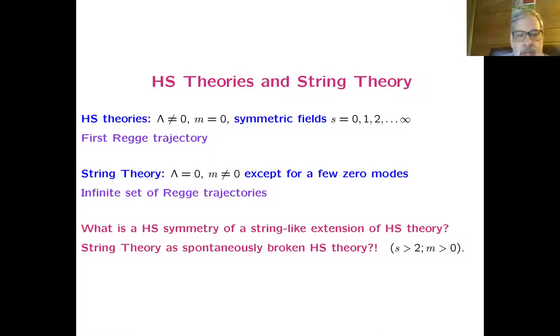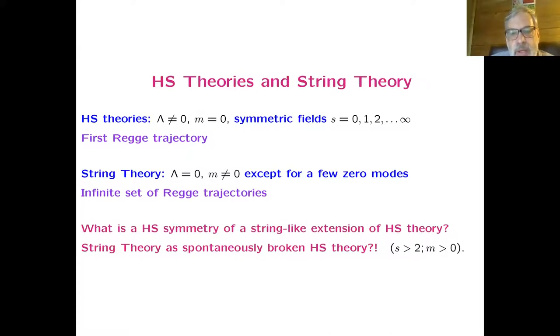String theory, on the other hand, is formulated in the flat background, which is the maximally symmetric solution. And it contains mostly massive excitations, except for a few zero modes associated, for instance, with the graviton in closed string theory. And the spectrum of string theory is far larger than that of higher-spin theory. It contains an infinite set of regular trajectories. So roughly speaking, it contains infinite towers like the tower of higher-spin theory. So it's infinitely larger compared to higher-spin theory.